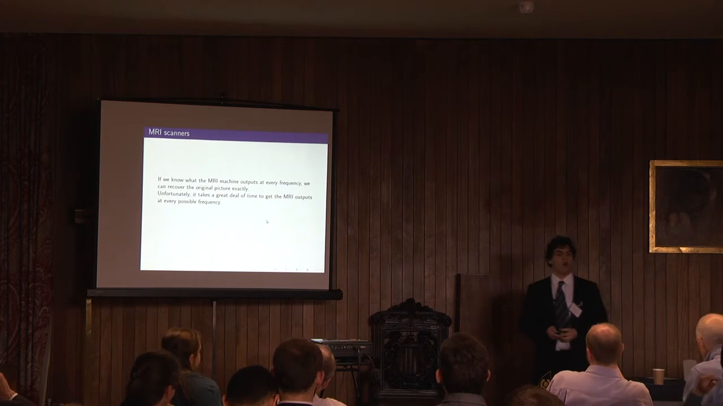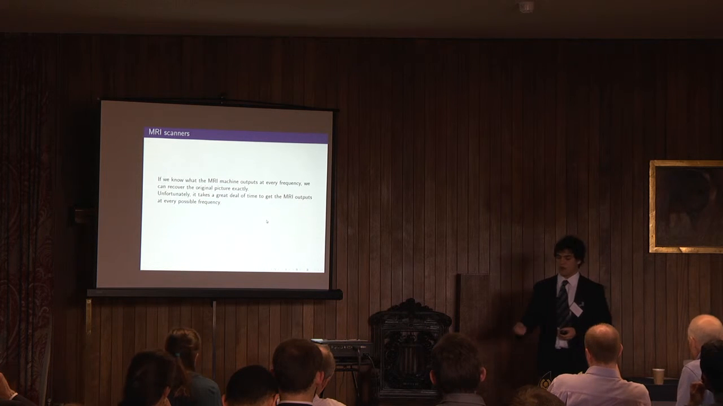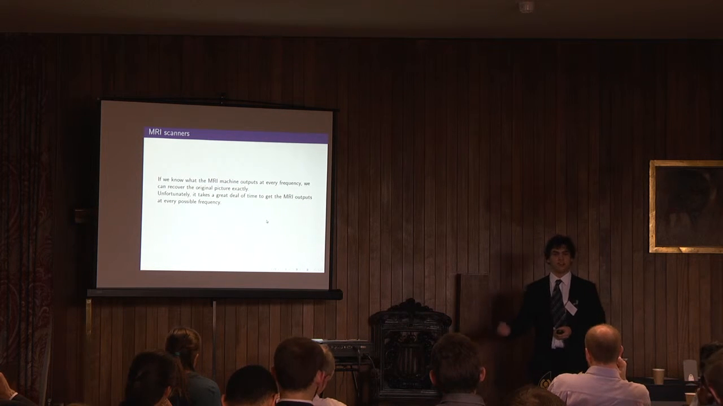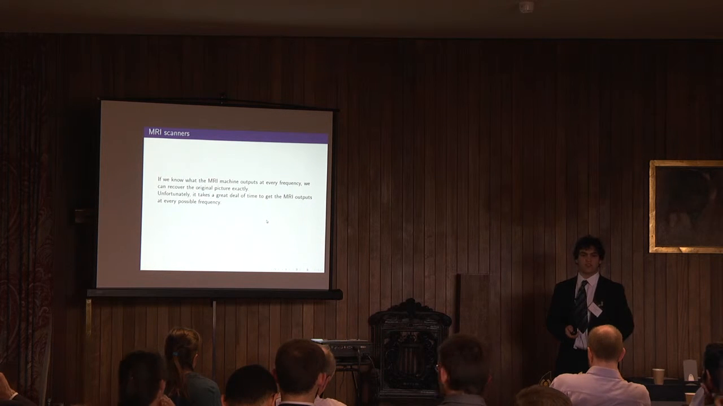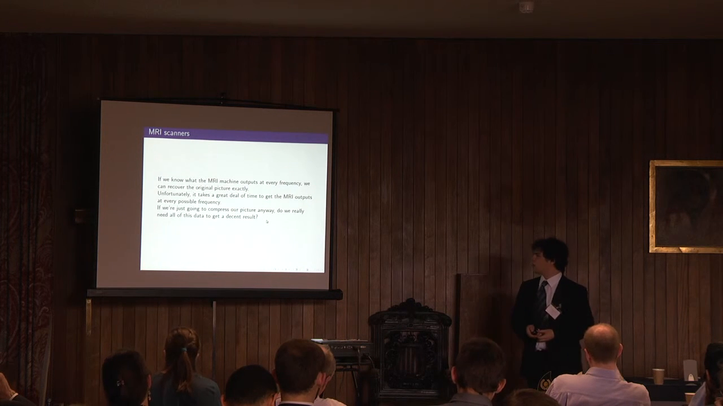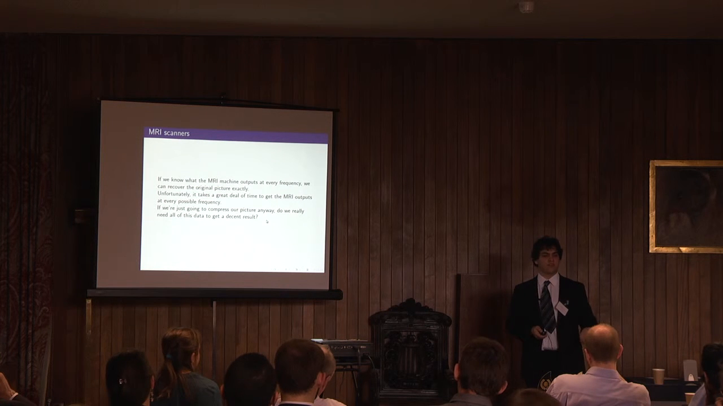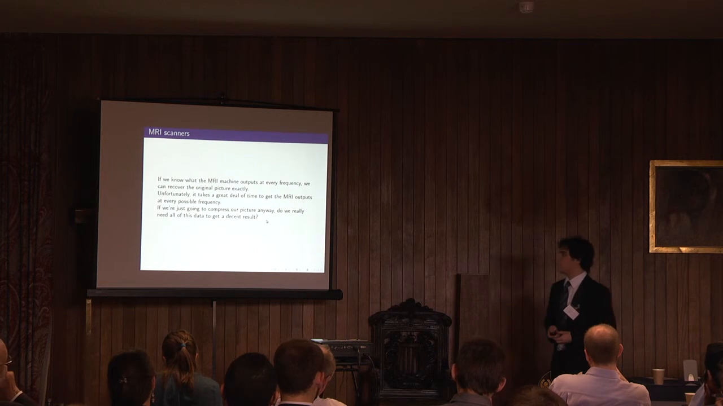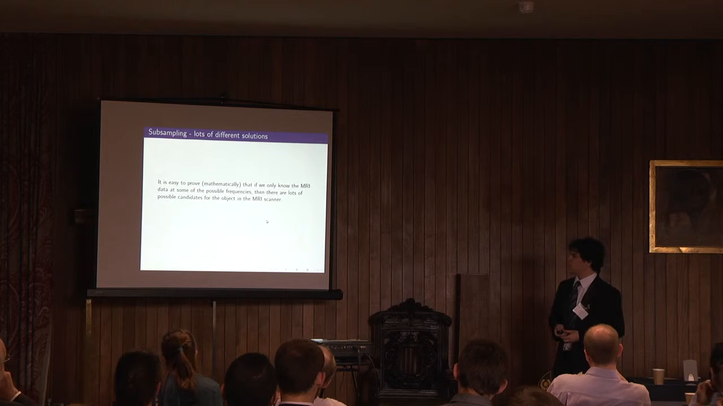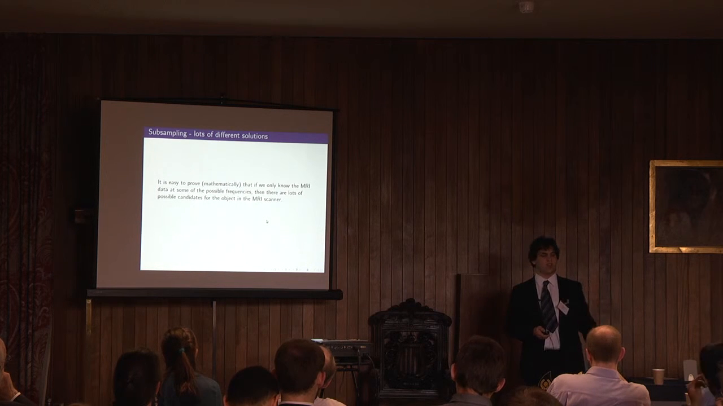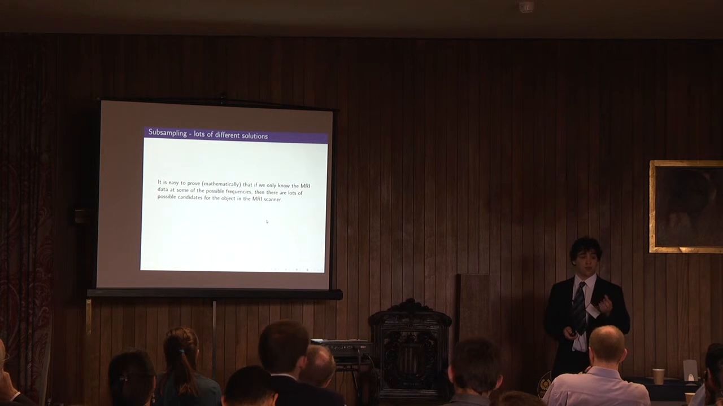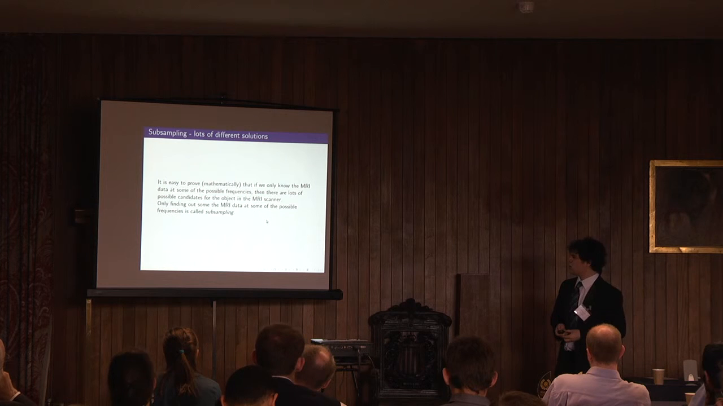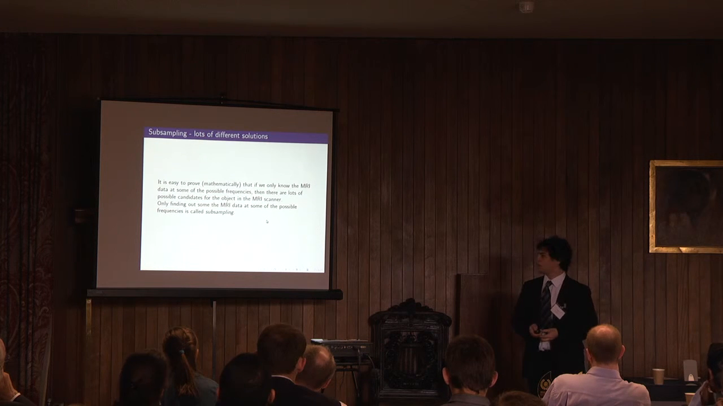The problem is time. Every time you ask an MRI scanner to take a frequency and the information at that frequency, it takes time. And the idea would be to reduce scanner acquisition time. If you're just going to compress the picture anyway, do you really need to take in all the samples? So the problem is, if you only took in some frequencies, there are lots of different images which could fit your data. And the real question is narrowing it down to the one you actually want. And this is all called subsampling.